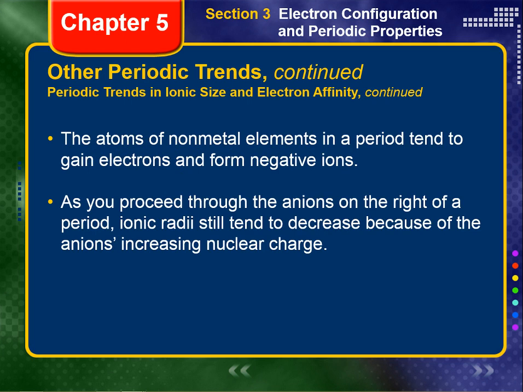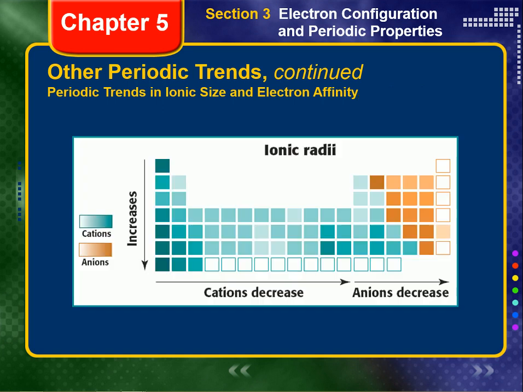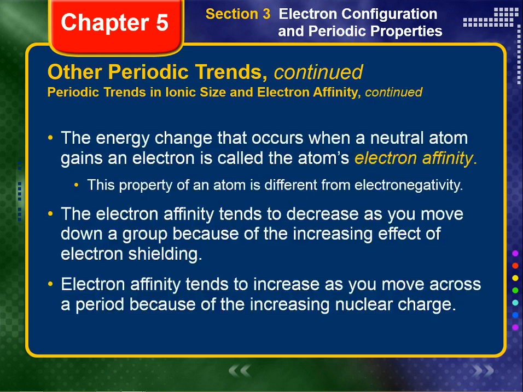The atoms of nonmetal elements in a period tend to gain electrons to form negative ions. So as you proceed through the anions on the right side of the period, ionic radii still tend to decrease because of the anions' increasing nuclear charge, right? We have more positive in the nucleus and we have more negative in the cloud, and so that electrostatic attraction is increasing. So again, here's our representation of the ionic radii trend.